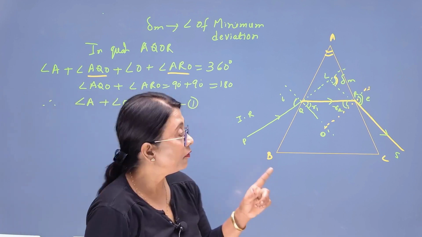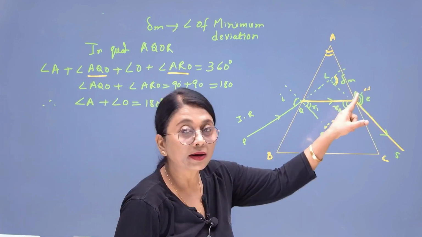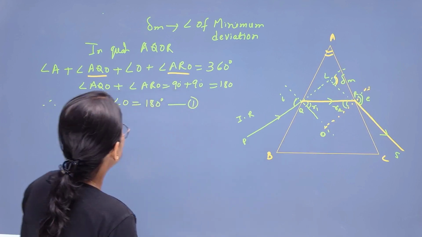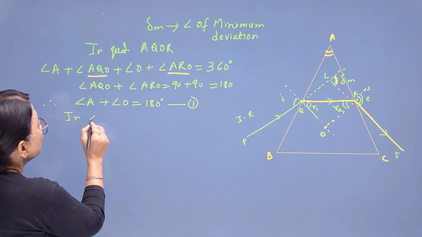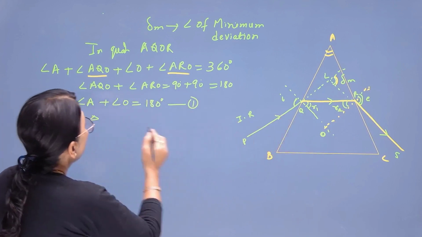Now we see the triangle. Which triangle? QOR. इस triangle को देखेंगे. So now you see in triangle QOR.